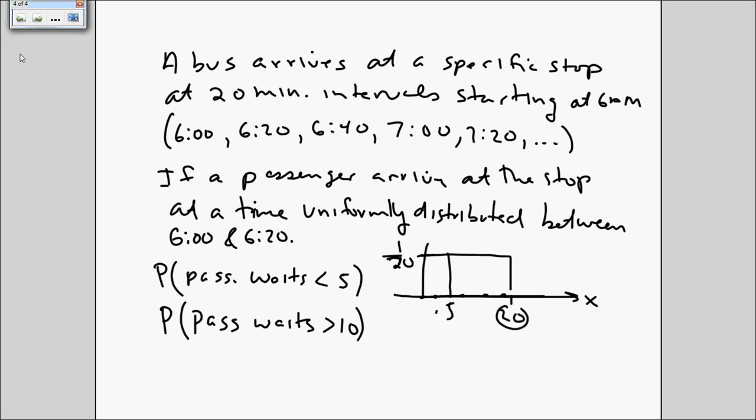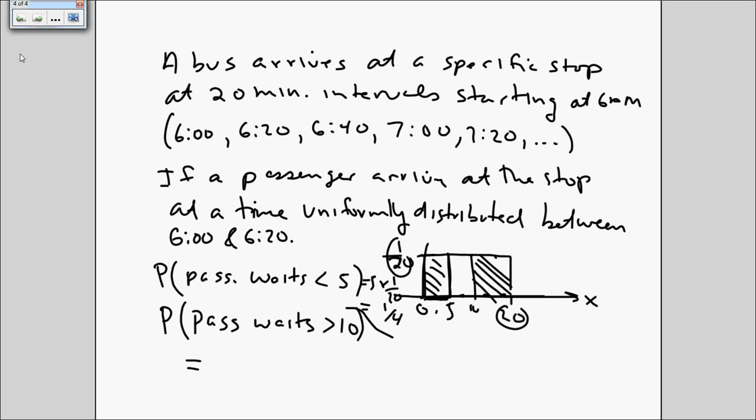What is the chances you are in here? Well, it's a piece of cake. The base is 5. The height is 1 over 20. If you multiply that out, you get a quarter. 5 over 20 is a quarter. The probability you wait more than 10 minutes. Well, 10 minutes is right in the middle of 0 and 20. Half the time you wait less than 10 minutes, half the time you wait more than 10 minutes. I bet the answer is going to be a half.